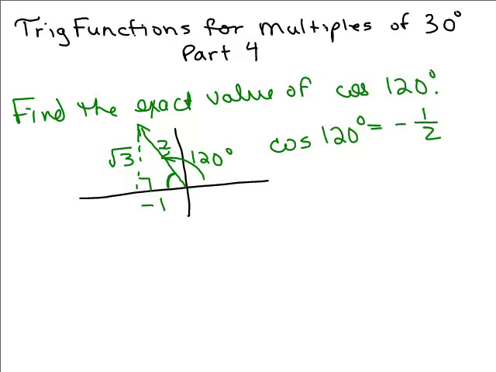Now remember, if you want, you could write that as an ordered pair up here. The ordered pair of that point is negative 1, square root of 3, and if you want, you could write x is negative 1, y is square root of 3, and r is 2. So to get the cosine, I did negative 1 over 2.